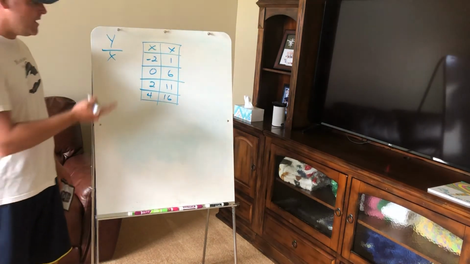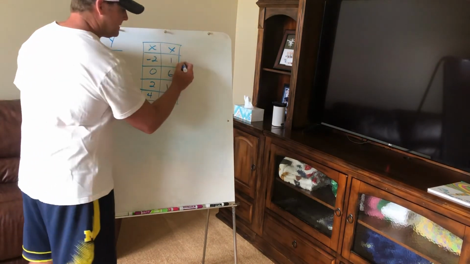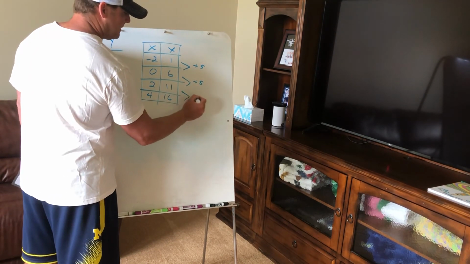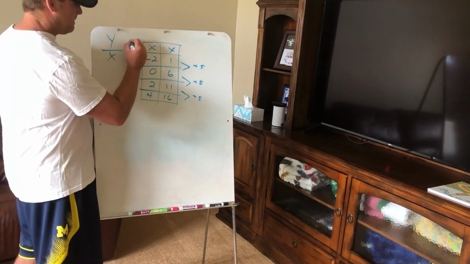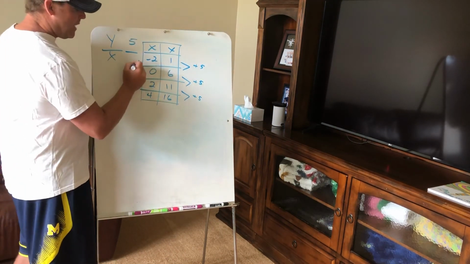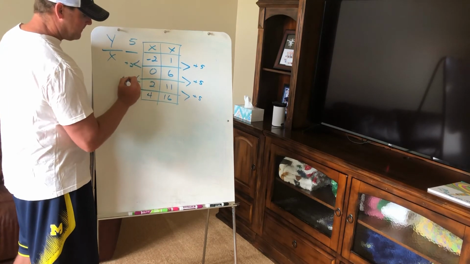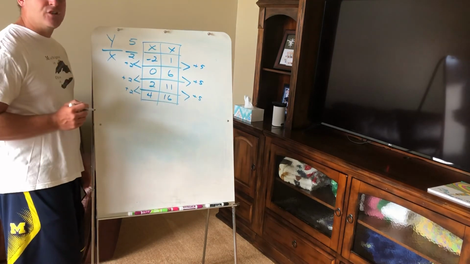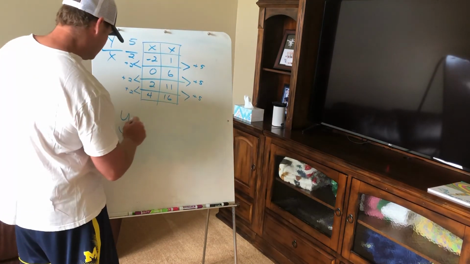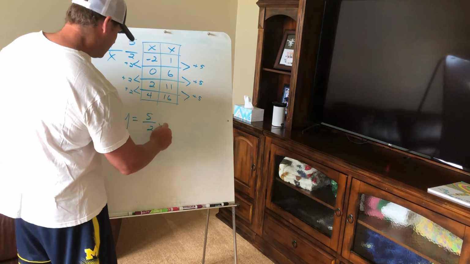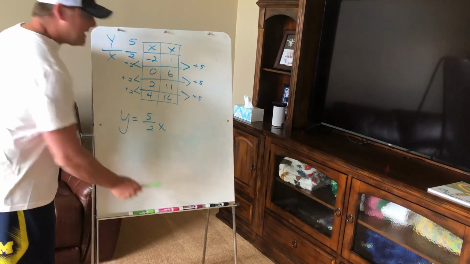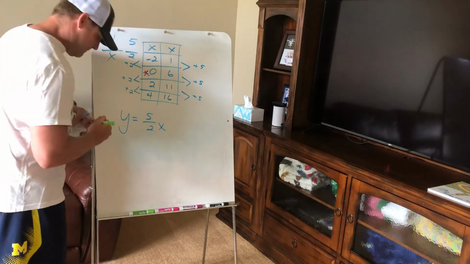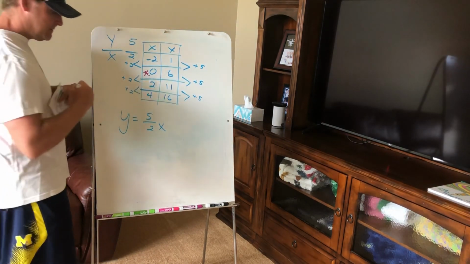Slope is rise over run, delta y over delta x. Our y values increase by 5. Our x values increase by 2. So that means our slope is 5 over 2. Locate the 0 in the x column. Our y-intercept is 6.